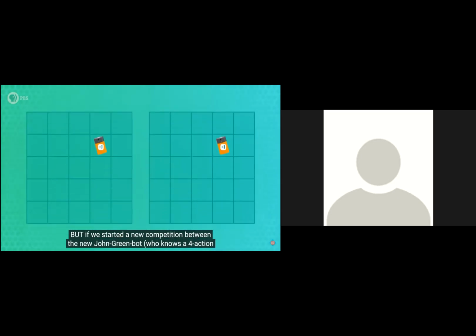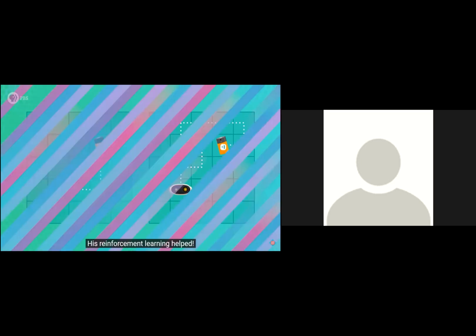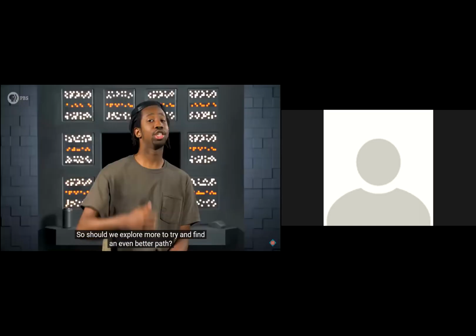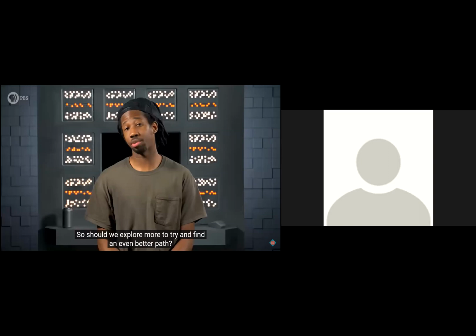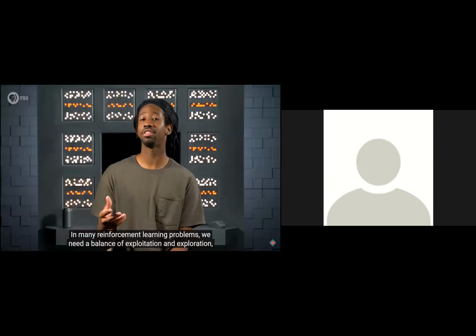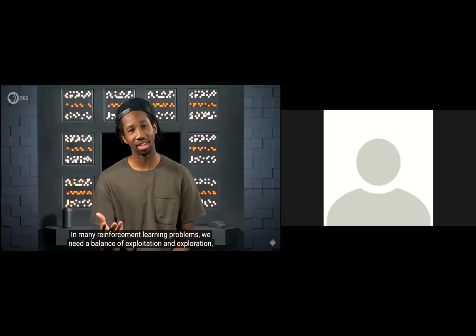But if we started a new competition between the new John Greenbot, who knows a 4 action path, and his younger, more foolish self, who knows a 10 action path, over 100 actions, the new John Greenbot will be able to get 25 points because his path is much faster. His reinforcement learning helped. So, should we explore more to try and find an even better path? Or should we just use exploitation right away to collect more points? In many reinforcement learning problems, we need a balance of exploration and exploitation, and people are actively researching this trade-off.